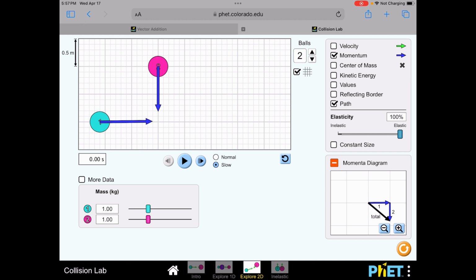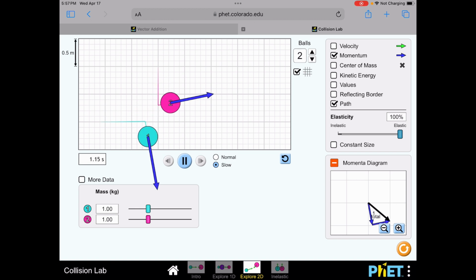Now, individually their momentum might change, but the total must stay constant. The law of conservation of momentum, right? Not the friendly suggestion of conservation of momentum, the law. So let's just play this and see what it looks like. Here we go. Let's let these balls collide. Boom. Okay, let's see that again.